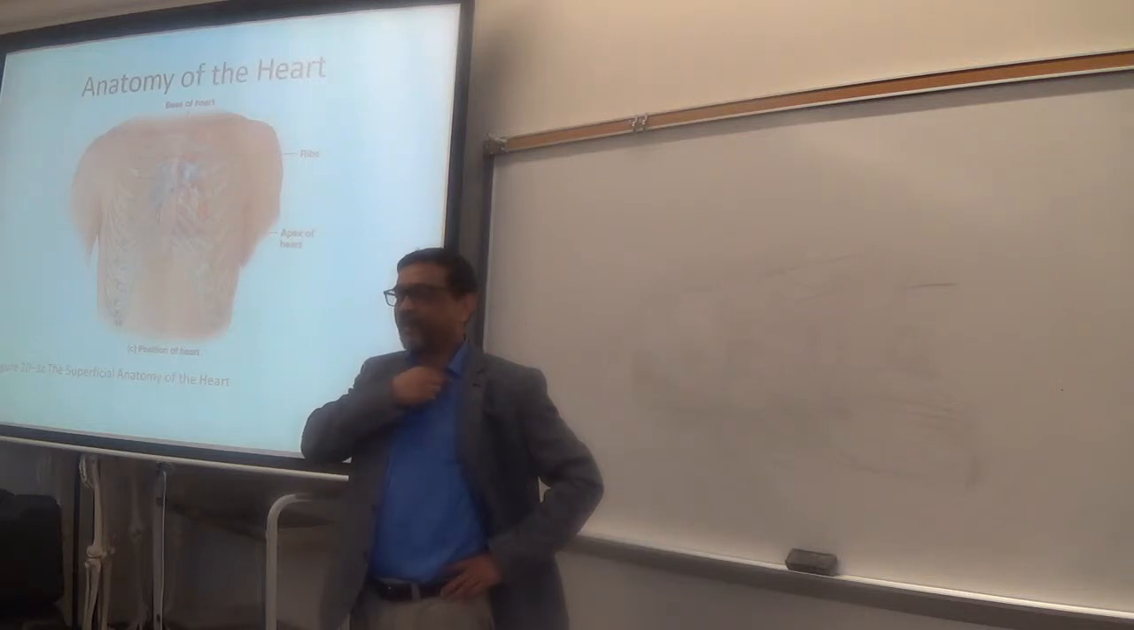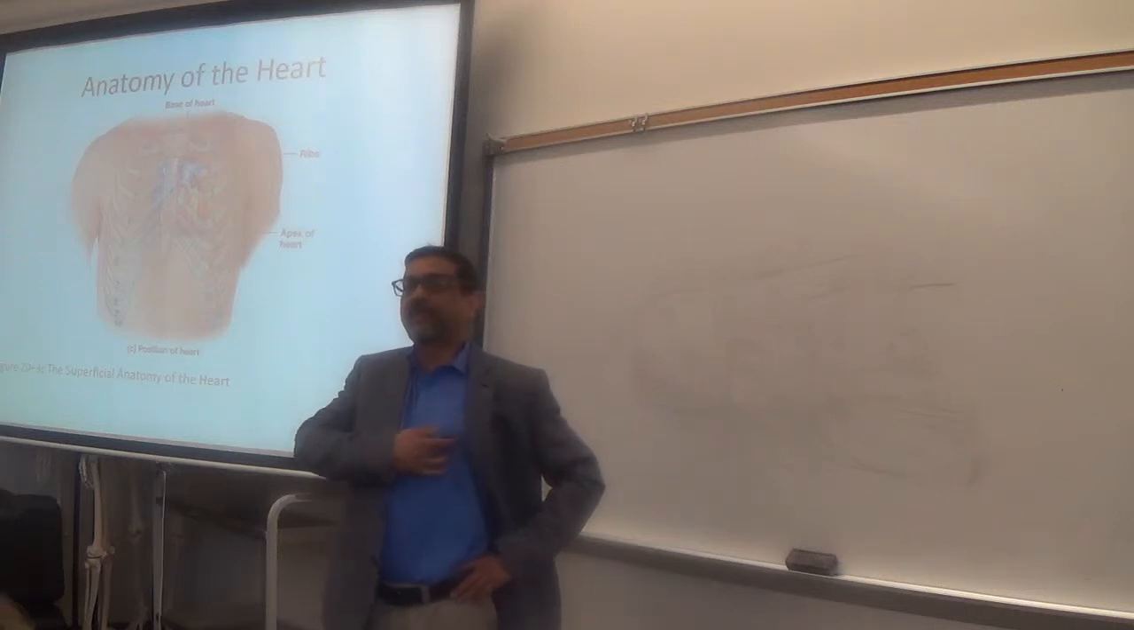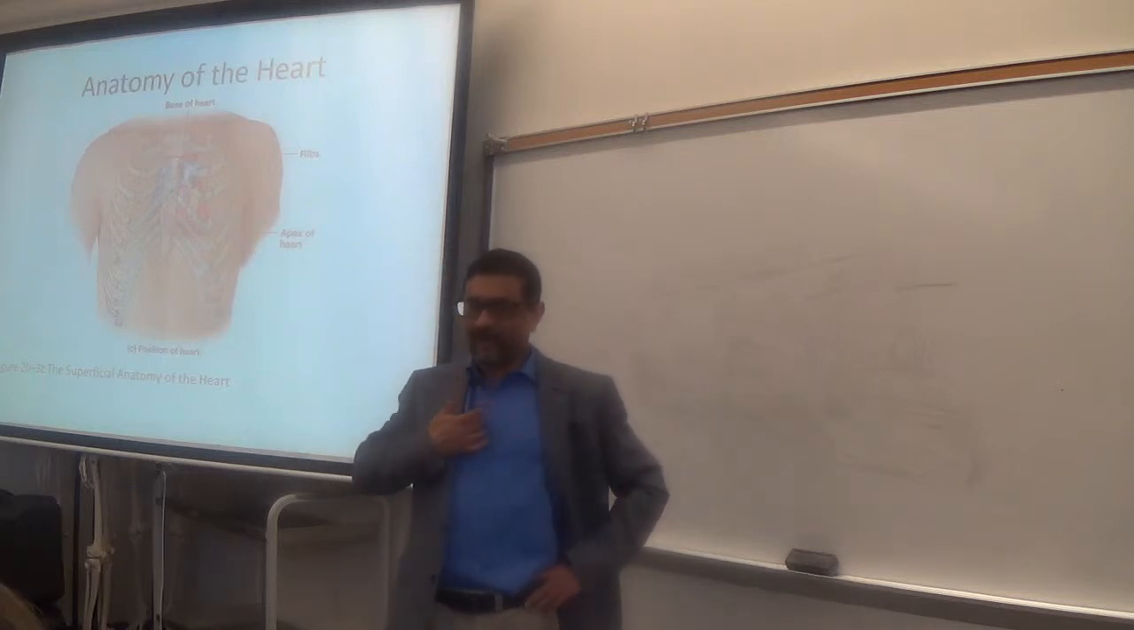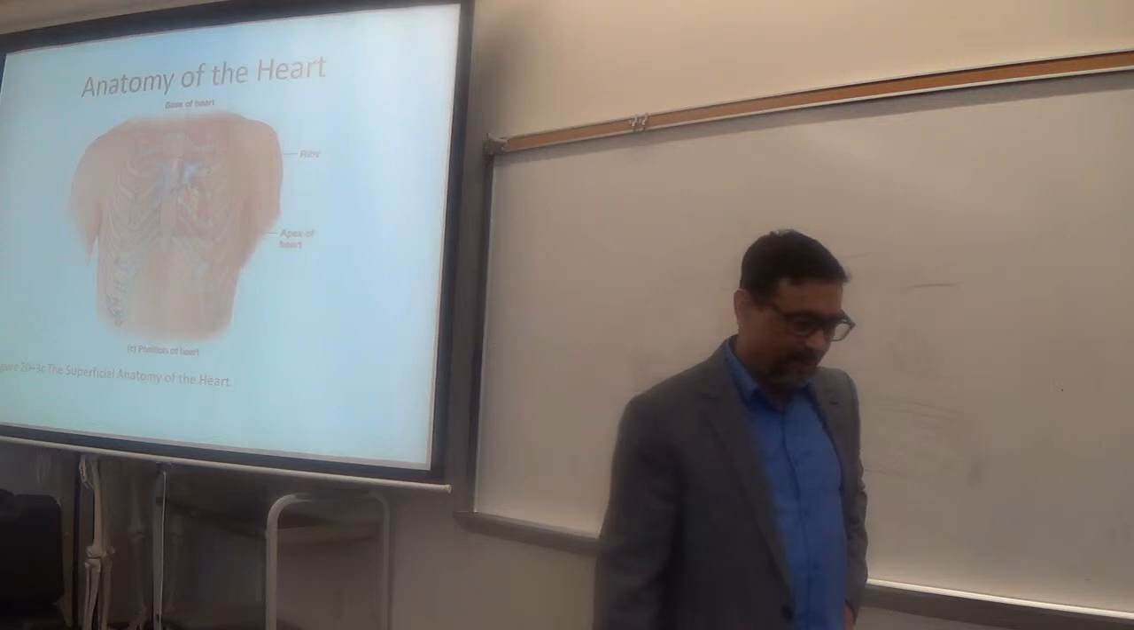Upper boundary is 2nd intercostal space. I can count here. This is 1st, this is 2nd. Easily I can count. So this is 2nd, and then 3rd, 4th, 5th, just below the nipple. So this is the location of your heart, okay? Between 2nd and 5th intercostal space.